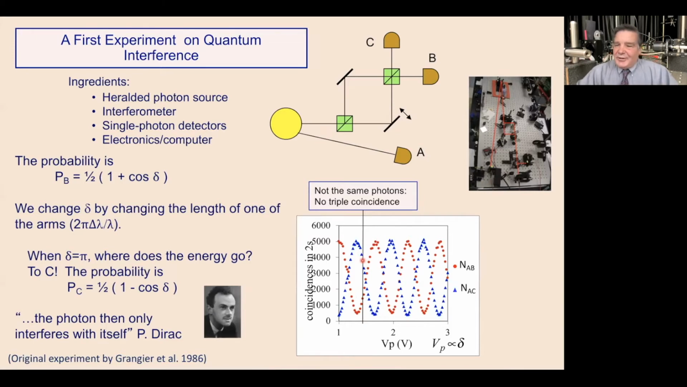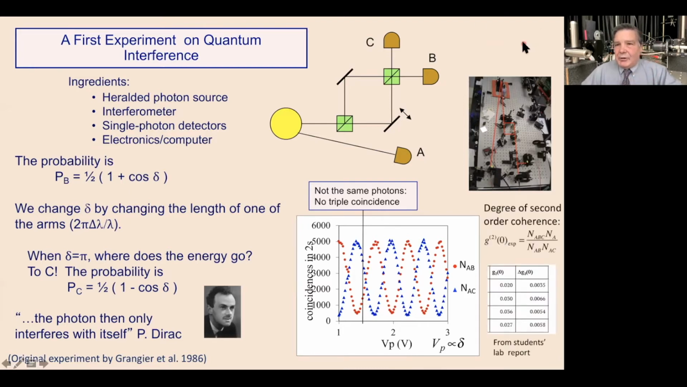So here's really the mystery for you. The photons go through the interferometer and interfere like waves, but they get detected in only one place, either B or C. And here you see at that voltage, part of the time photons are detected at C, and here detected at B. But they don't get detected at both places. And you can also come up with a more quantitative way to say this: we don't detect photons in B and C together. We measure the triple coincidence.